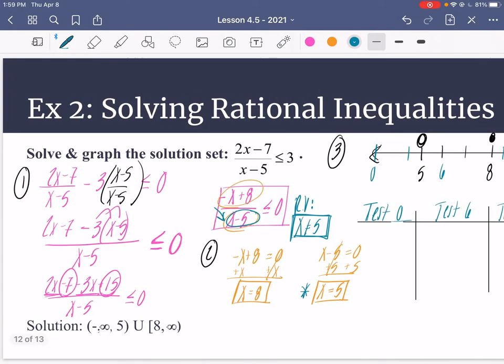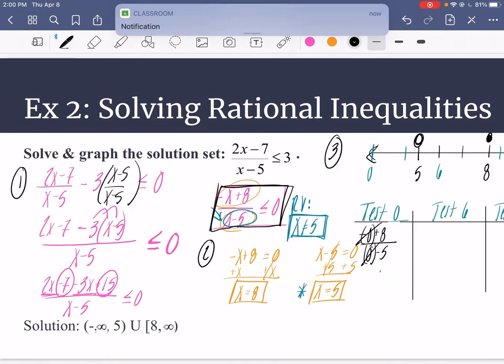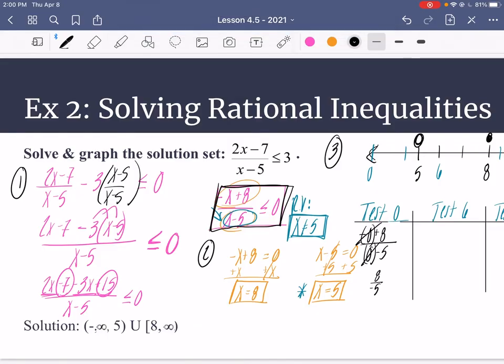Okay, so we're going to plug that back in to this guy. All right, so negative 0 plus 8 over 0 minus 5. And then this is 0, this is 0, so 8 over negative 5, which is just negative 8/5. Okay, and we are trying to see, is this less than or equal to 0? Yes, it is. It's a negative, so pointing this direction.